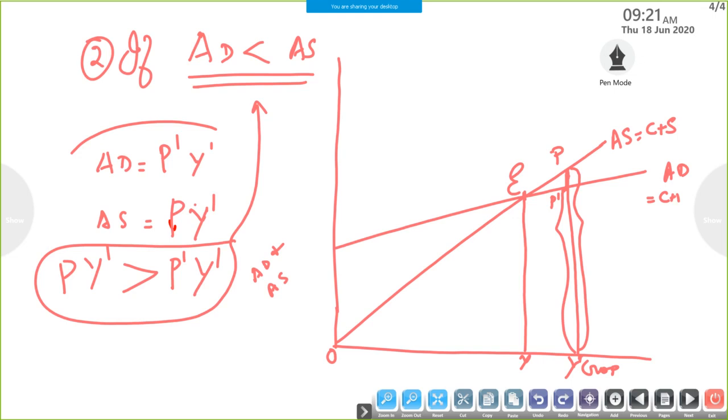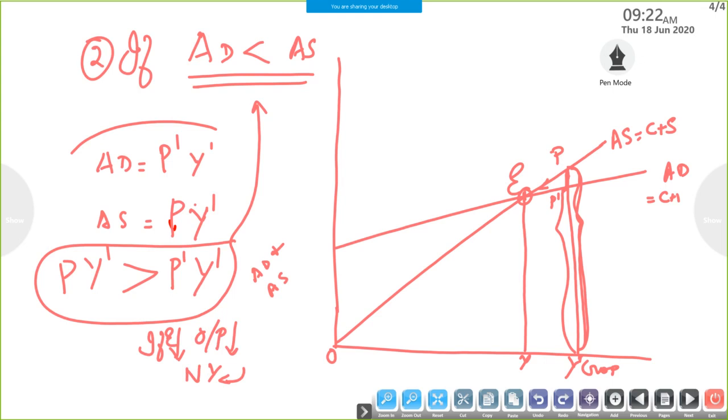Unsold stock is there, this much extra stock. The producers can cut their production. They can reduce the use of factors of production, and in that way reduce the output. After that the economy comes back to the equilibrium level of income. If employment reduces, output also reduces, and as a result the level of national income tends to fall.